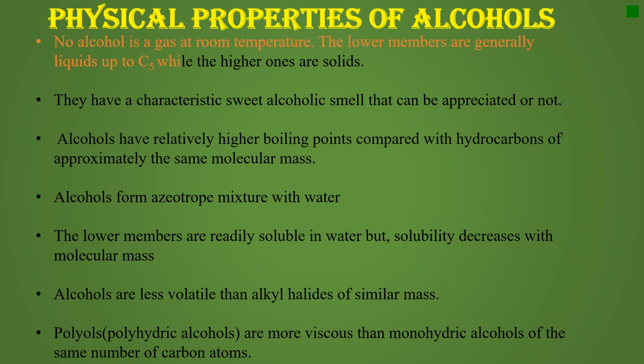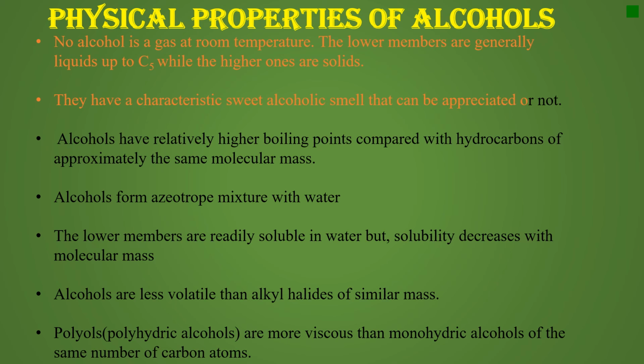Physical properties of alcohols. No alcohol is a gas at room temperature. The lower members are generally liquids up to C5, while the higher ones are solids. This is explained by the strong intermolecular forces between alcohol molecules, which are the hydrogen bond intermolecular forces. The higher members are solid because as the carbon chain increases, the random dispersion forces increase, and the molecules become very close to each other and they form the solid state. Alcohols have a characteristic sweet alcoholic smell that can be appreciated or not. This will depend on individuals.